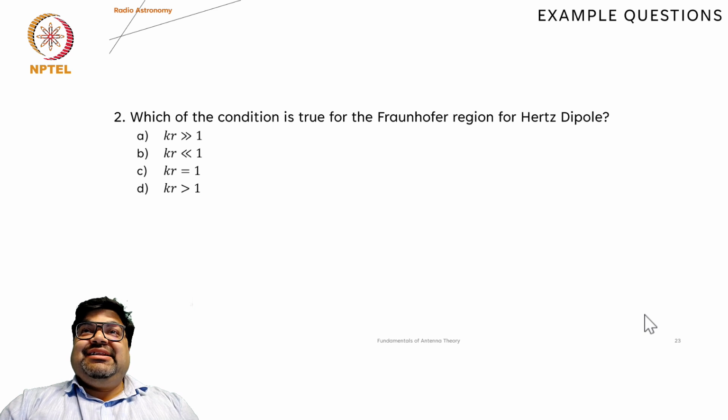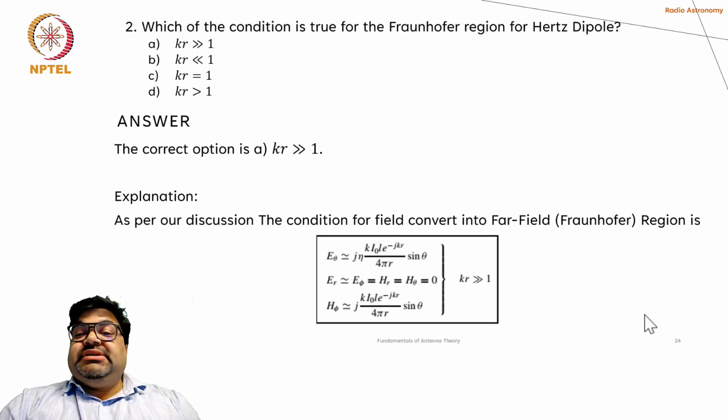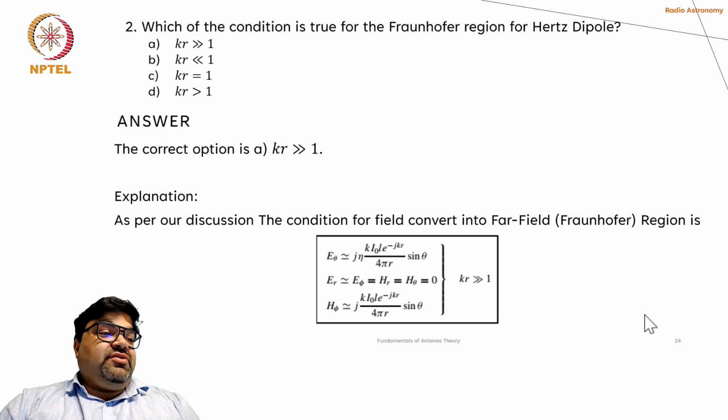Which of the conditions is true for the Fraunhofer region of the Hertz dipole? Kr much greater than 1, or very less than 1, equal to 1, or just greater than 1. Now the correct option is A, of course. We just went through it in the previous slides.